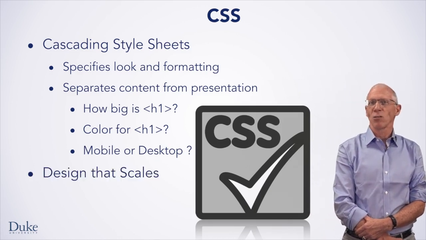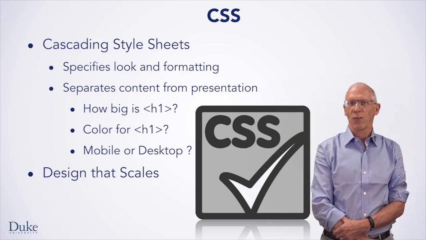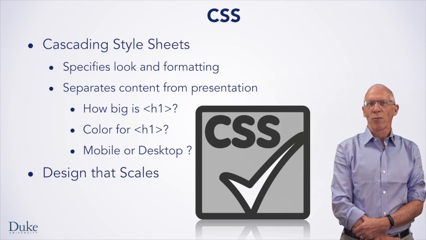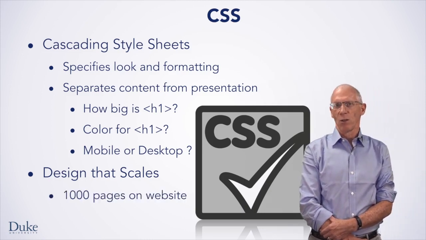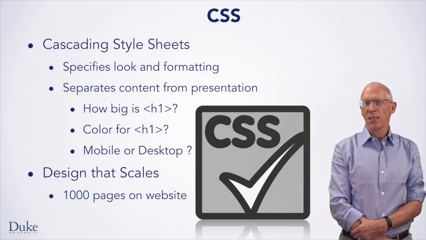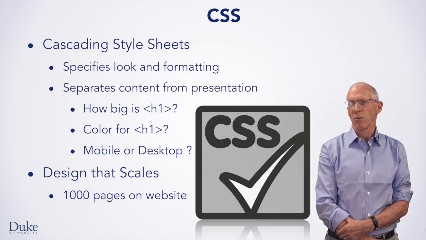If you're creating thousands of web pages for a website, changing the color or font or the size of an HTML element can be localized in one place, rather than repeated in 1,000 places, which would make changes difficult. Design for scale is a key part of computer science, and one that CSS and HTML together make possible.